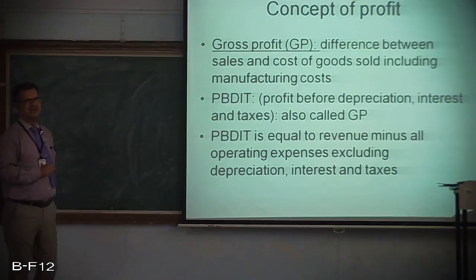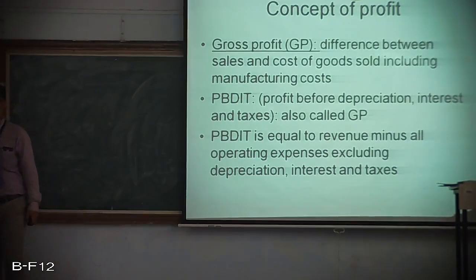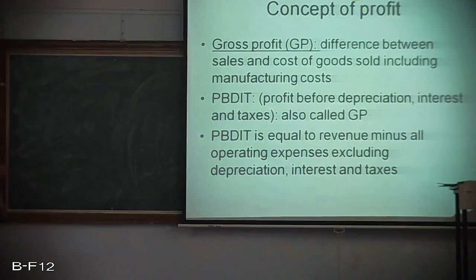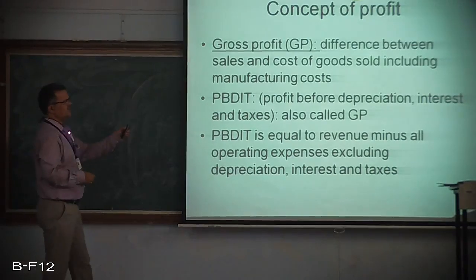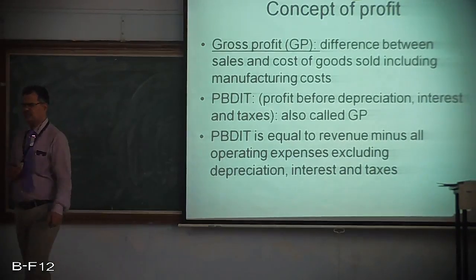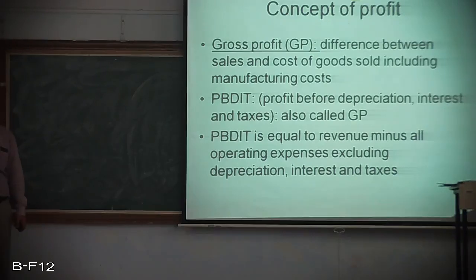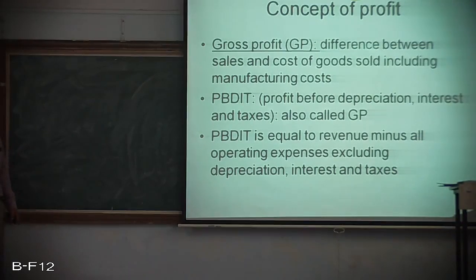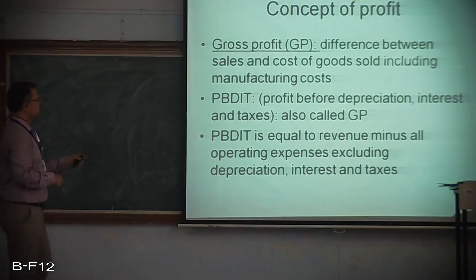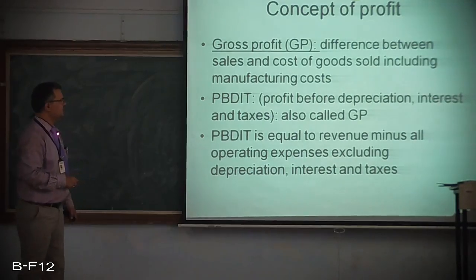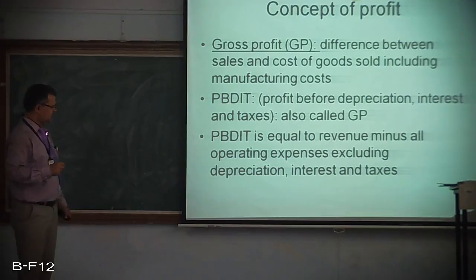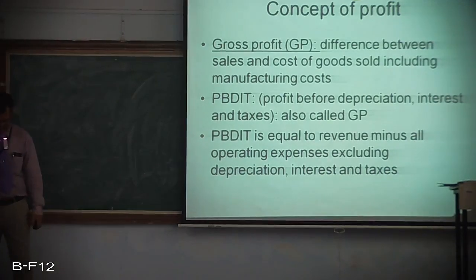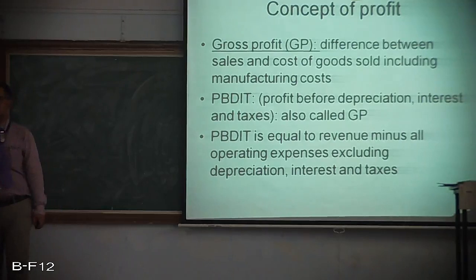One more thing, normally in accounting terms you use PBDIT. PBDIT is profit before depreciation, interest, and taxes. Sometimes it's similar to GP, because gross profit also includes all these things, that is depreciation, interest and all. So PBDIT is equal to total revenue minus all the operating expenses, including depreciation, interest, and taxes. That's called PBDIT.